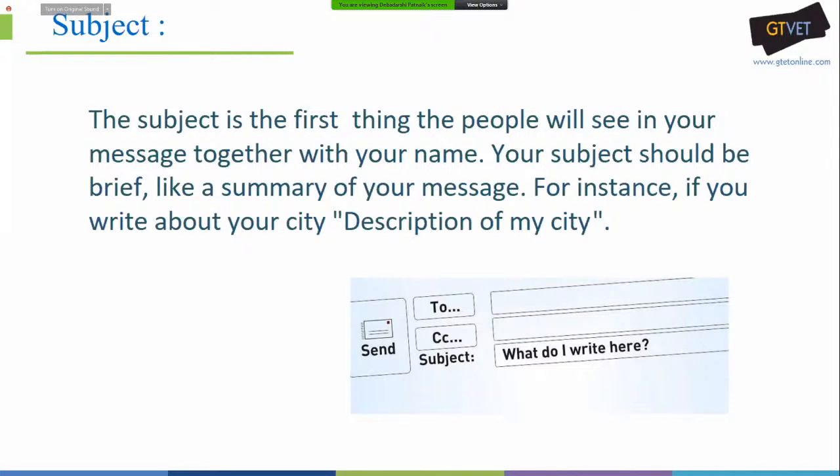So this headline will help us to identify what this mail is all about. What is the theme? What is the main idea of this email message? Suppose I am writing an email to my manager, but my manager is a very busy person. He or she is getting hundreds of emails each and every day.